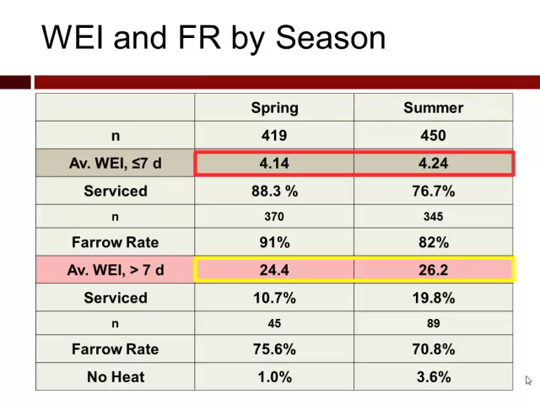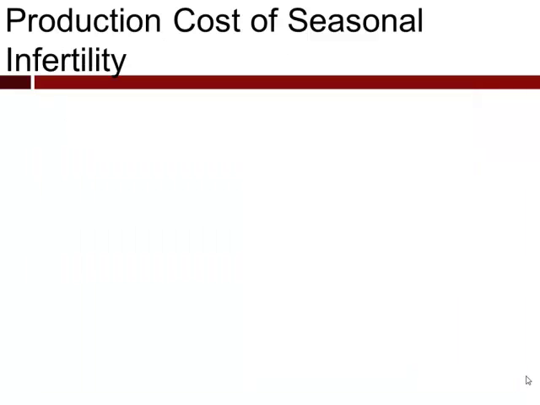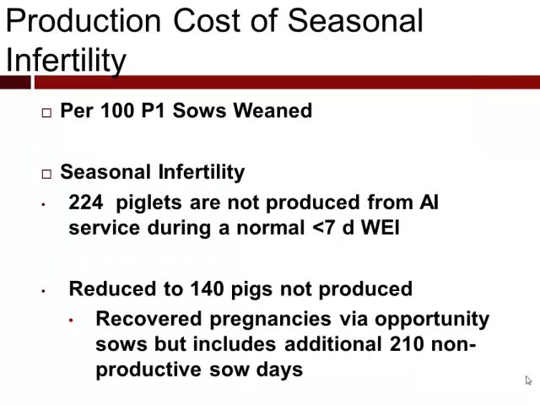So if you were to calculate, based on the reduced number of parity 1 sows that are coming into heat, and the reduced farrowing rate, and you start adding that up, for every 100 sows on this project, that costs us about 224 piglets that aren't produced as a result of that reduction in the number that showed behavioral estrus and the reduction in the farrowing rate.